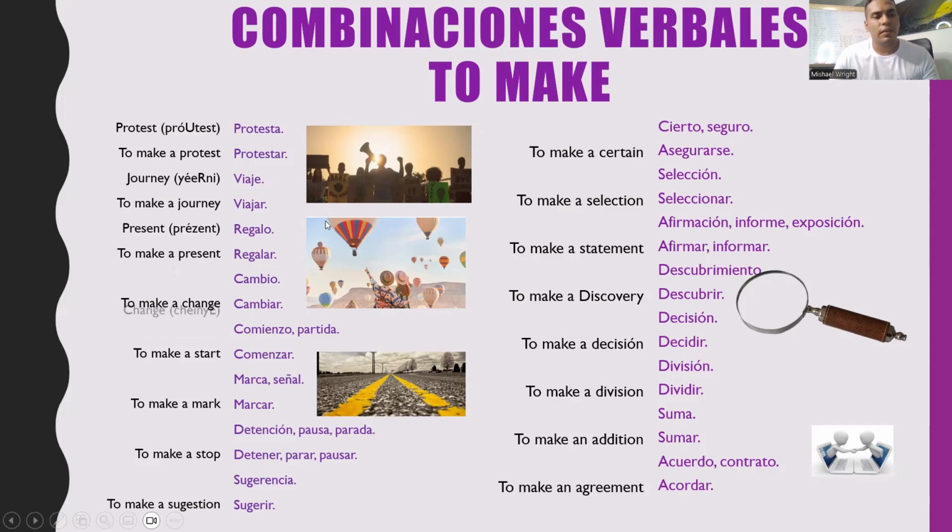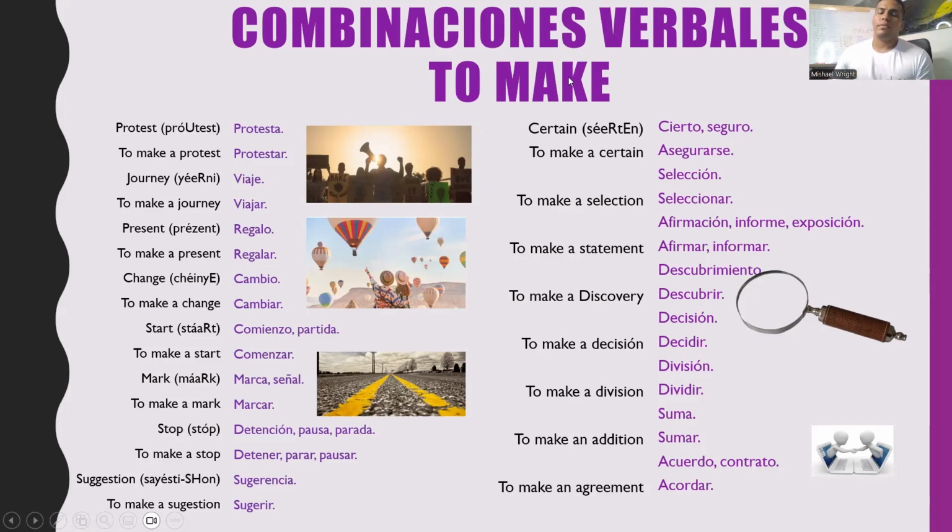Present. So to make a present, to give something to someone. Change, right? To make a change, cambiar. Start. To make a start, comenzar. Mark. To make a mark. Okay. Stop. Detención, pausa, parada. To make a stop. Okay. So suggestions. Sugerencia, suggestion. So to make a suggestion.